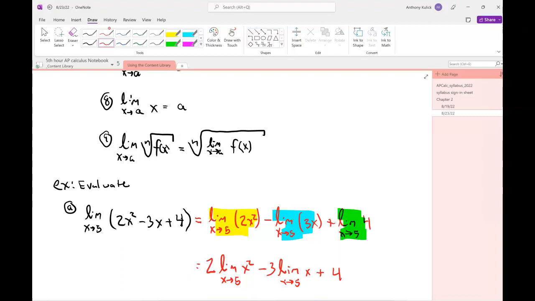Everybody's still doing okay? Explain the last one real quick. The limit of a constant is just the constant. Oh, yeah. I got you.